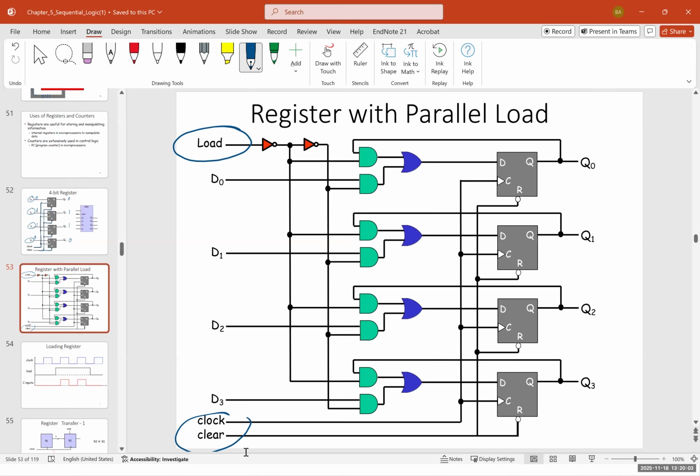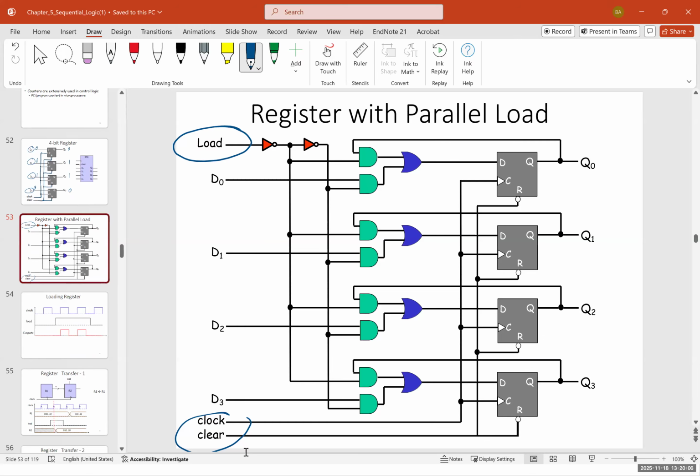Now, let's analyze this register with the parallel load. And by the way, if, for example, this load is 1, the output is going to be 0. Am I correct? And this output is going to be 1. So if this is 0, this would also be 0, the output of this. And this one would be 1. Now, depending on which input this is connected to, we can determine which input-output is connected and how the output and the input are related to each other.